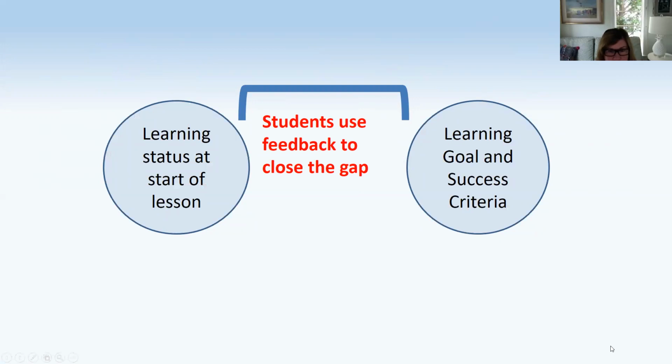For obvious reasons, I'm not even going to waste your time going into that. The important point here, though, is that students use the feedback. There is absolutely no point giving feedback to students if you don't give them the opportunity to use it. You may as well just continue and do what you do.